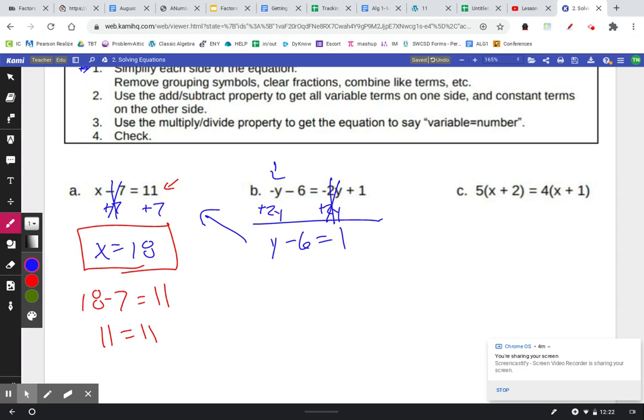A variable minus a number equals a number, right? So I just need to get rid of this minus 6 or negative 6 by the inverse. The inverse of subtraction is addition. I'm going to add 6 here. I'm going to add 6 here.